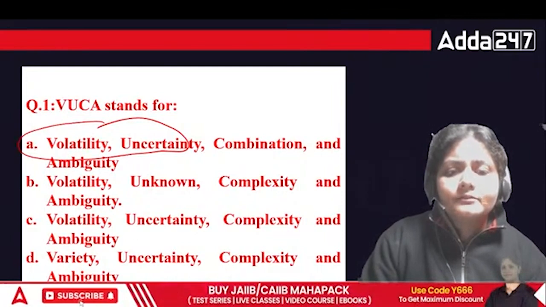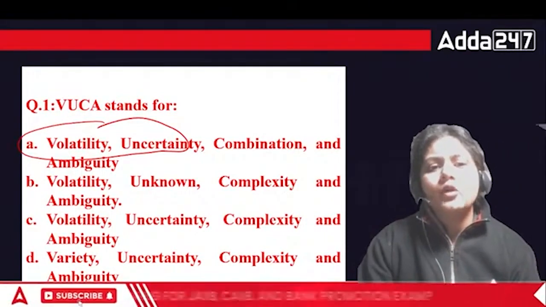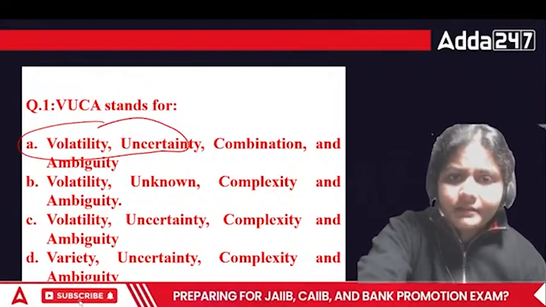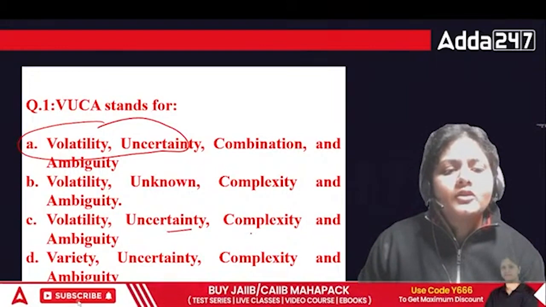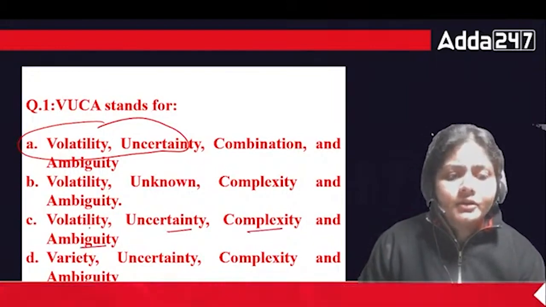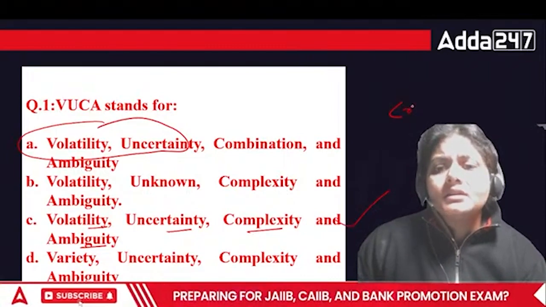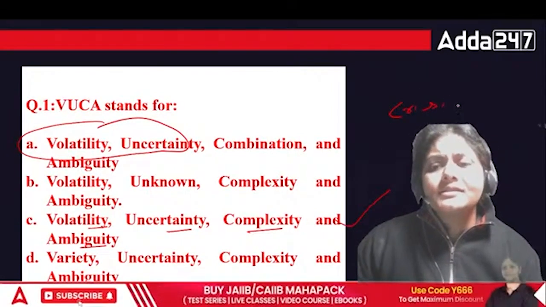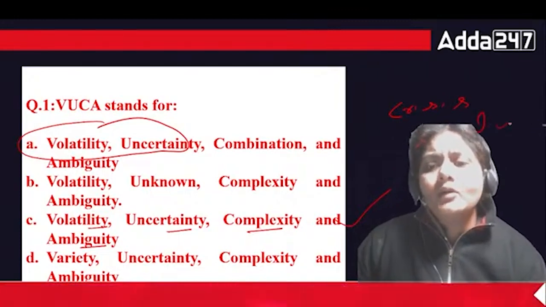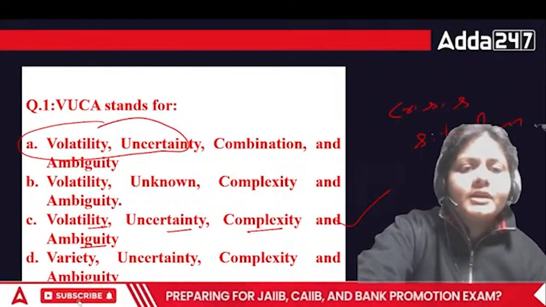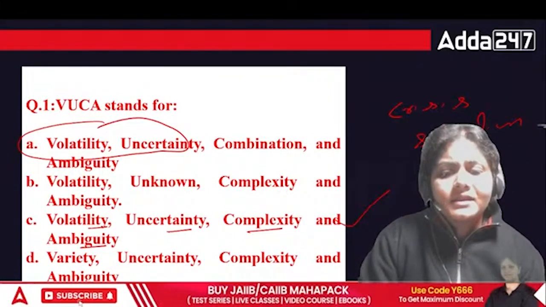See, VUCA stands for volatility, uncertainty, complexity and ambiguity. This is the situation which arises in a crisis situation. So at the time of a crisis, every organization has to face these four things.